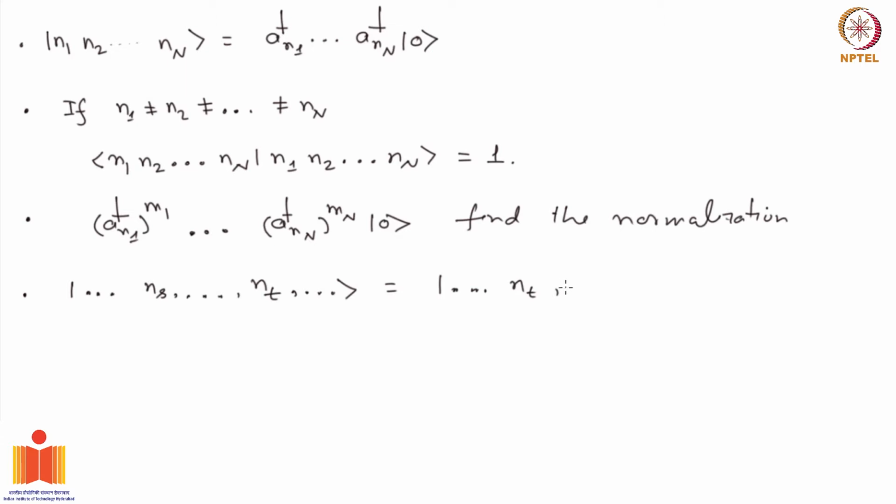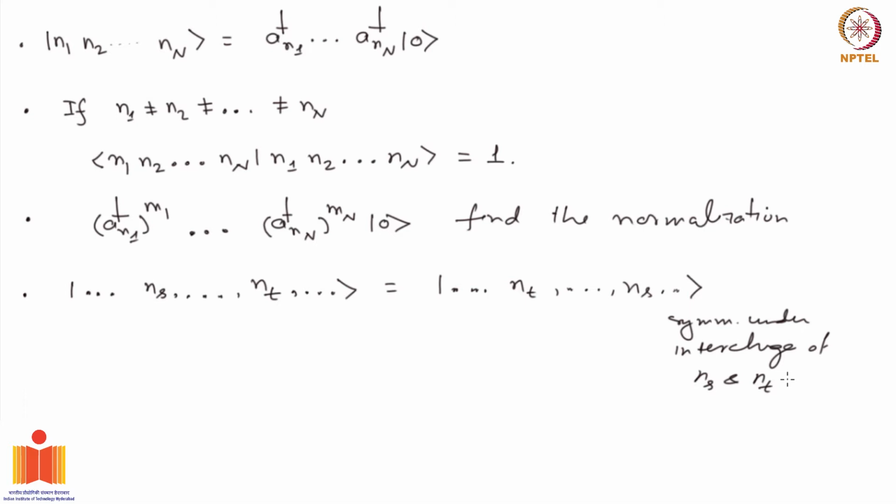This is obvious because these are daggers and they commute, so there is no problem. So they are symmetric under interchange of n_s and n_t. So that's the recap of what we did last time.